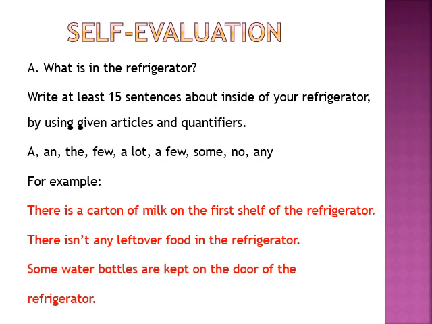There is a carton of milk on the first shelf of the refrigerator. There isn't any leftover food in the refrigerator. Some water bottles are kept on the door of the refrigerator. You can use more quantifiers also if you want to, but try to use one quantifier only once. Don't repeat the quantifiers. And you can use articles also to describe the inside of a refrigerator.